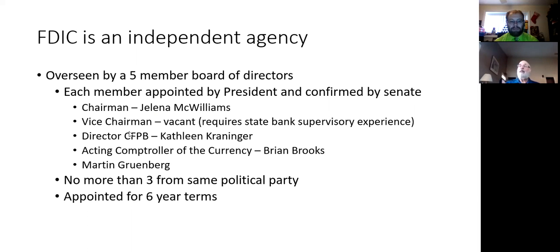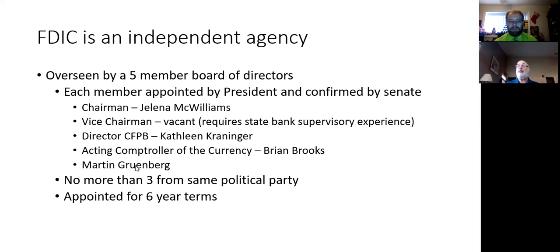By law, the board consists of the director of the Consumer Finance Protection Bureau, which is currently Kathleen Kraninger, and also the Comptroller of the Currency is automatically a member of the FDIC board, and that's currently an acting position, Brian Brooks. And then you have Martin Gruenberg, who's a member of the board.